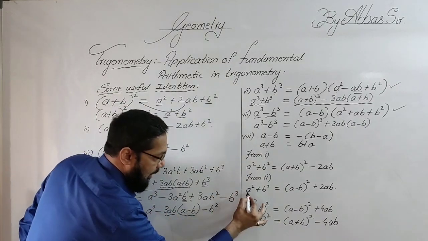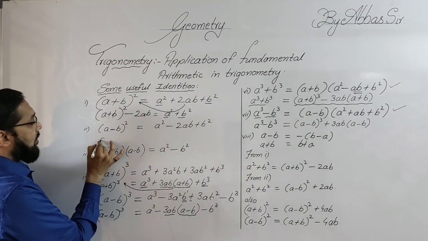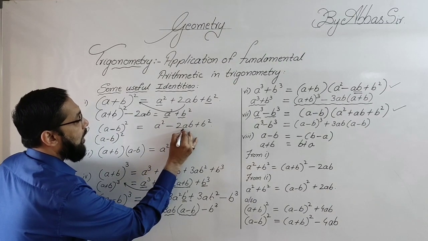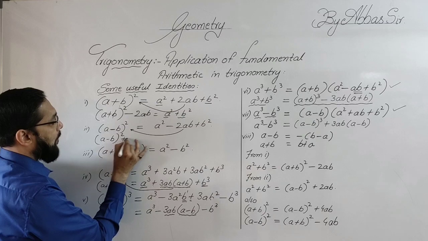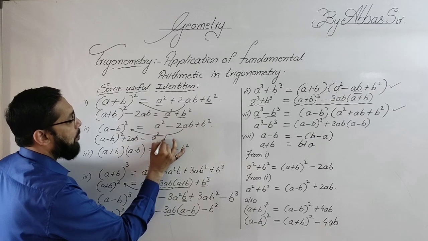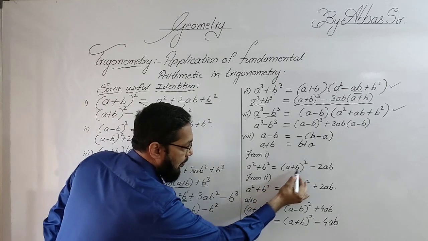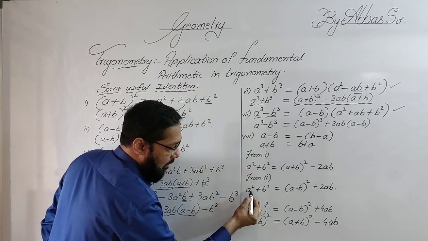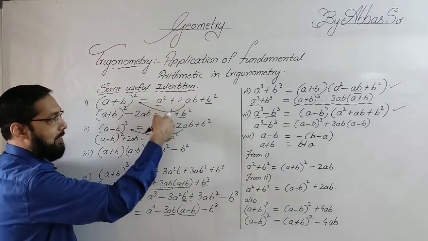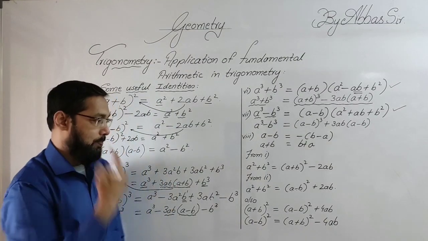Similarly, to get a square plus b square, we can also use identity number 2, that is, a minus b the whole square. If I shift this minus 2ab from RHS to LHS, I will get plus 2ab, and what is left of the RHS is a square plus b square. So a square plus b square can be written in two forms: either a plus b the whole square minus 2ab, or a minus b the whole square plus 2ab. These are the adjustments we have done in identity number 1 and identity number 2.